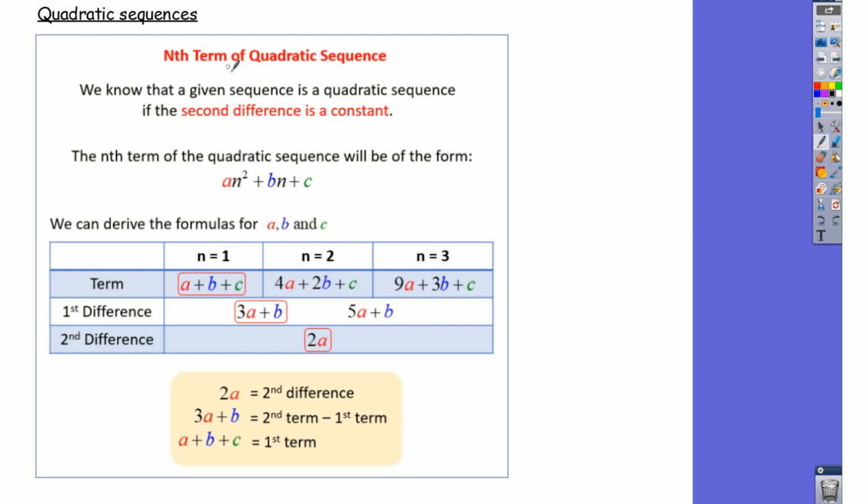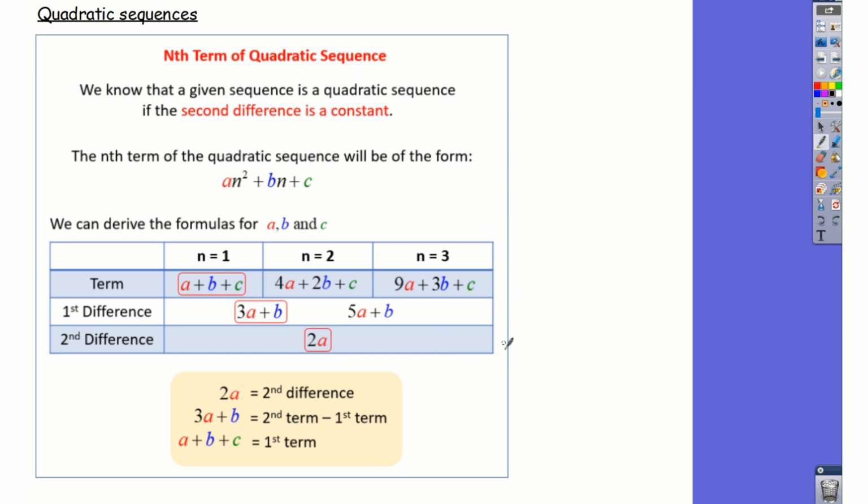Okay, so we know when we're looking for the nth term of a quadratic sequence, first of all we work out the first difference. If the first difference is not constant, then we will look at the second difference. When the second difference is constant, we know we are looking at a quadratic sequence. We know the general form of a quadratic is an squared plus bn plus c, and we need to work out for the sequence we're given the value of a, the value of b and the value of c. Now I just want you to ignore this table for the time being. For anybody who is interested, I can talk you through why the following rule applies.